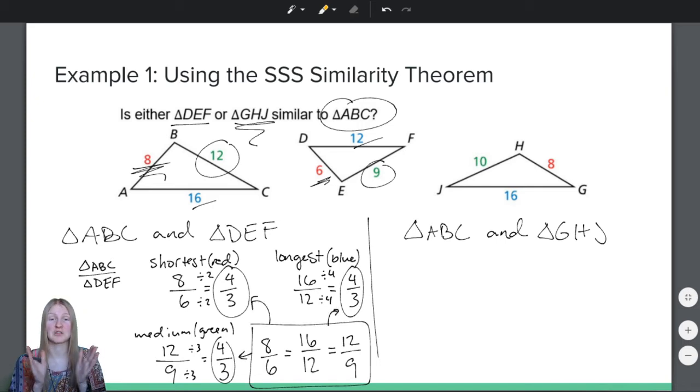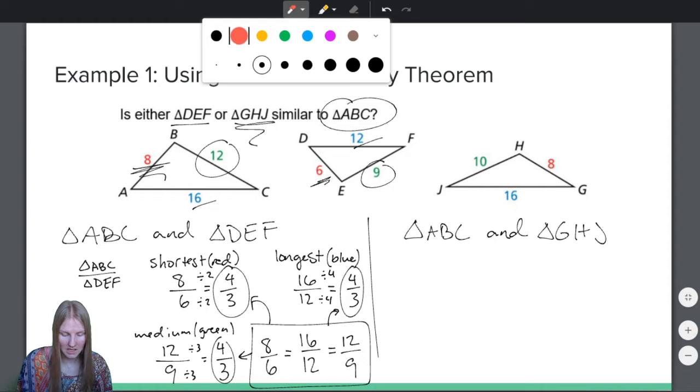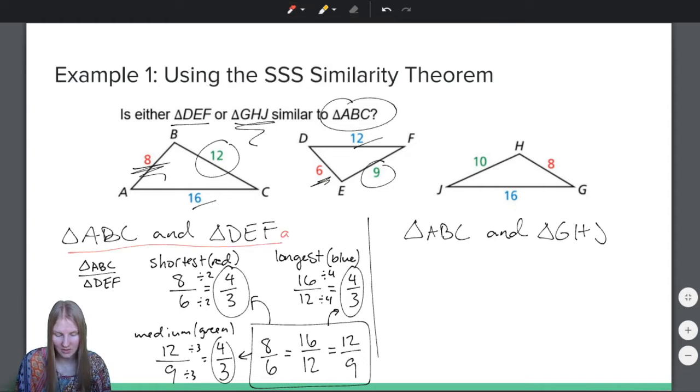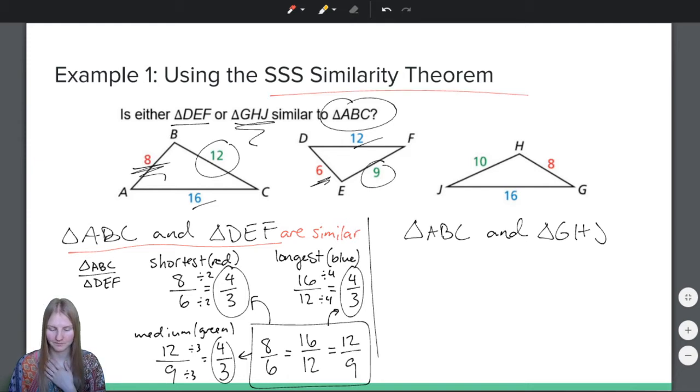So, by the SSS similarity theorem, triangle ABC and DEF are similar by the SSS similarity theorem. Okay, that's part 1 of the problem done. We need to do part 2.